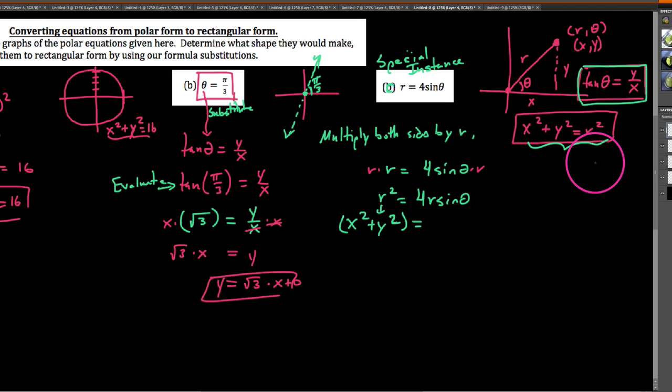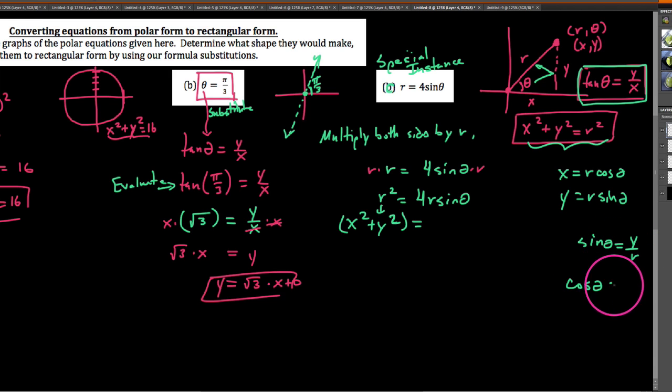But also, let's remember this from our last video: x is equal to r cosine of theta, and y is equal to r sine of theta. This just comes about by saying that our sine value is y over r, of course, and cosine is x over r. Then we can see that y equals r sine theta and x equals r cosine theta.